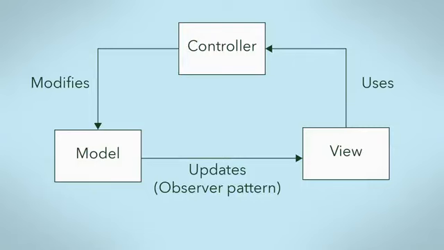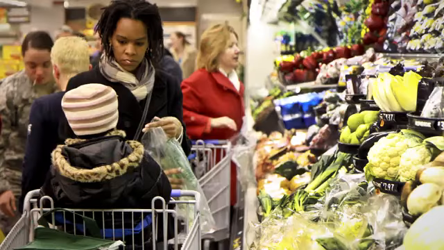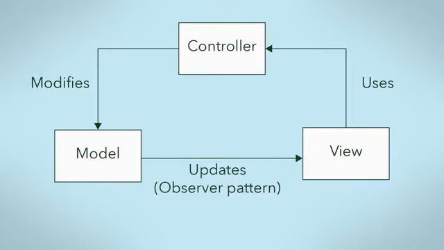First, let's talk about the model. The model contains the underlying data and logic that users want to see and manipulate. In this case, the cashiers and customers want to be able to put together grocery orders. A key part of the MVC pattern is that the model is self-contained. It has all of the state, methods, and other data that it needs to exist on its own.